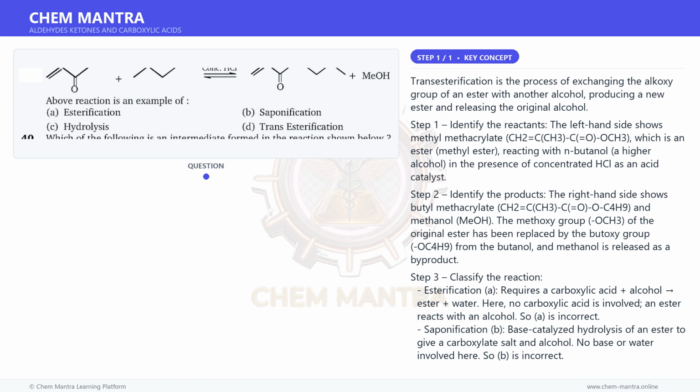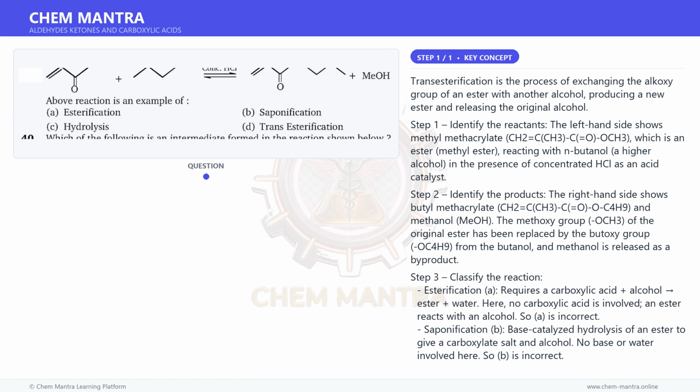B. Saponification. Base catalyzed hydrolysis of an ester to give a carboxylate salt and alcohol. No base or water is involved here. So, B is incorrect. C. Hydrolysis. Cleavage of the ester bond using water. No water is a reactant here. So, C is incorrect.